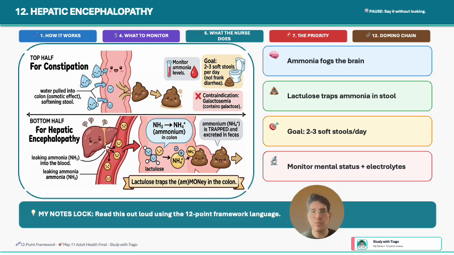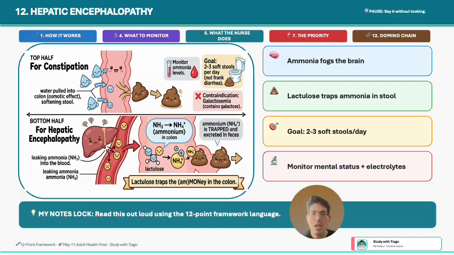All right, this is where the framework helps. What does it look like? What do I do? What do I monitor? And what's the emergency version? So confusion in cirrhosis is not just they are tired. It can be a liver complication. Think of it this way: ammonia fogs the brain. Lactulose helps move that fog out through stool.